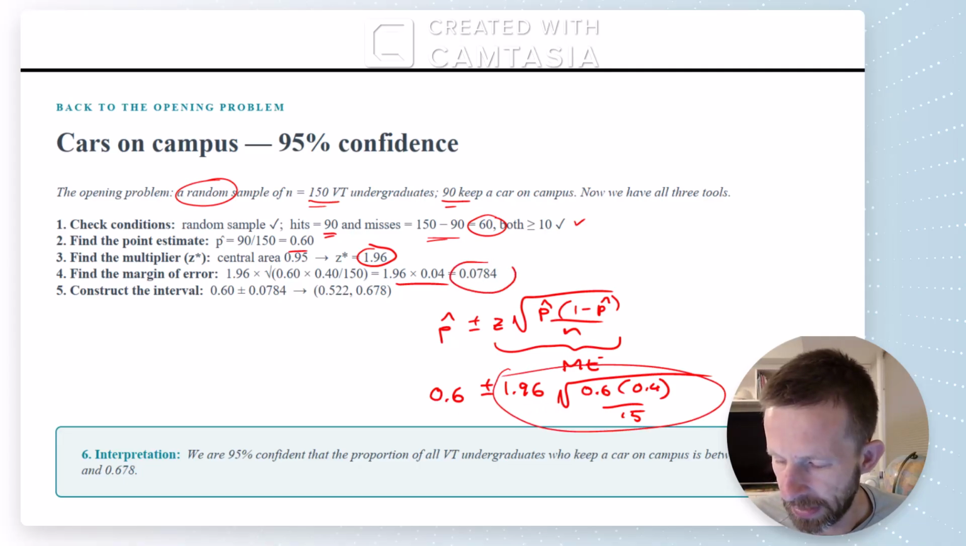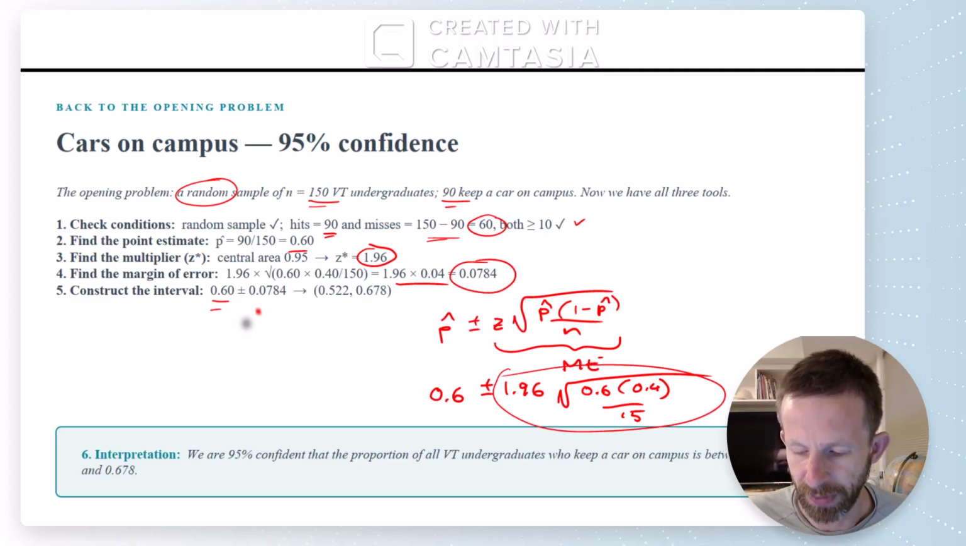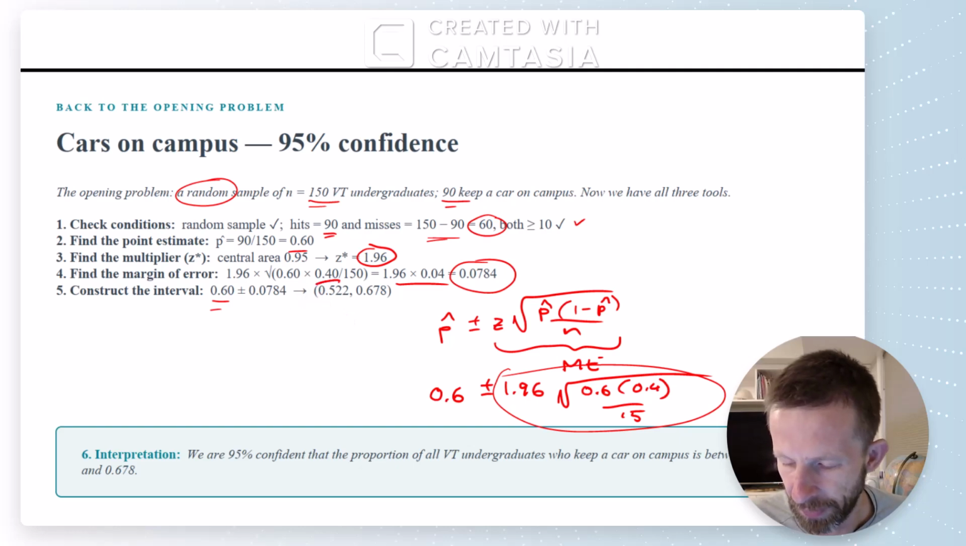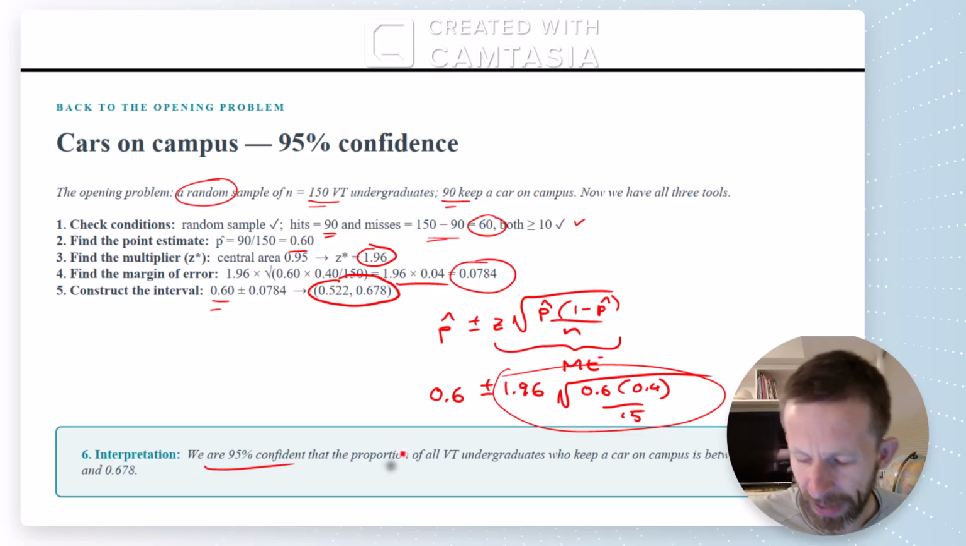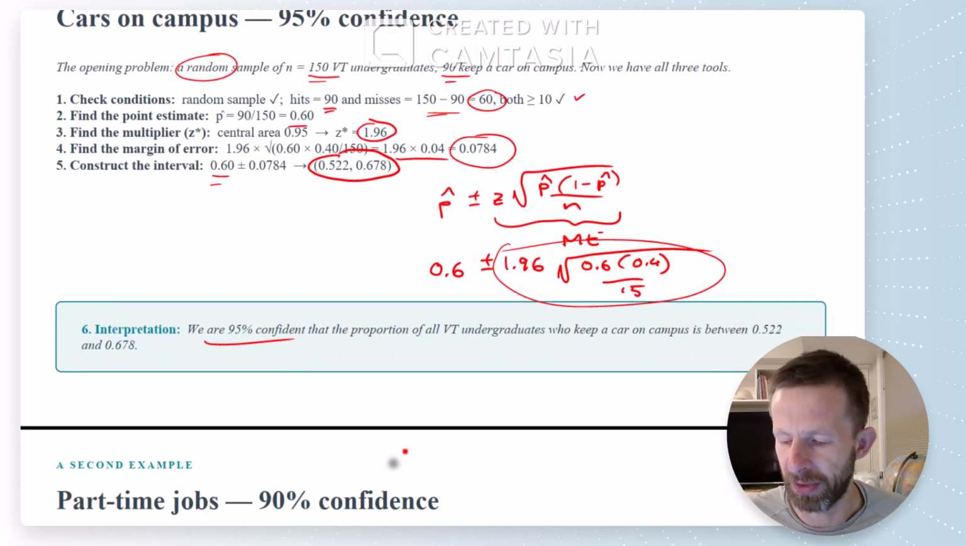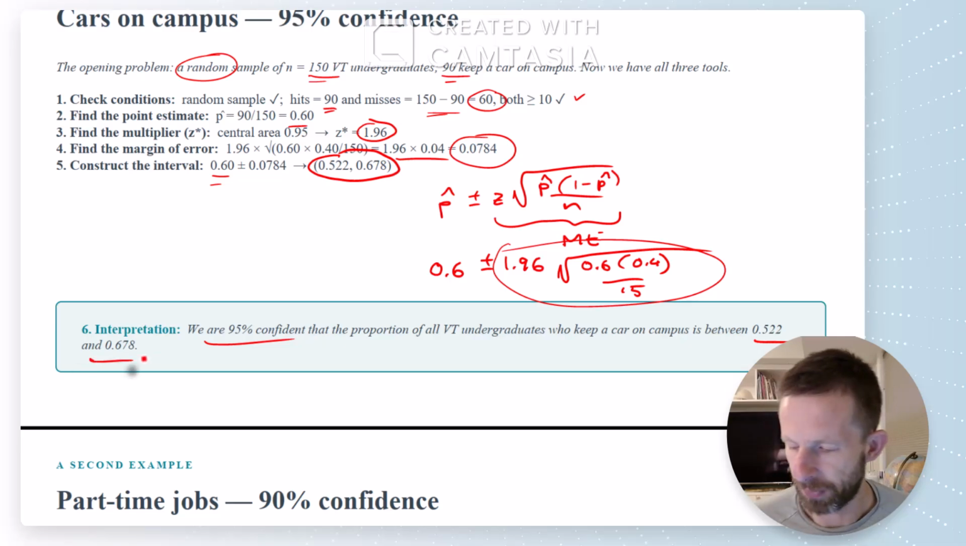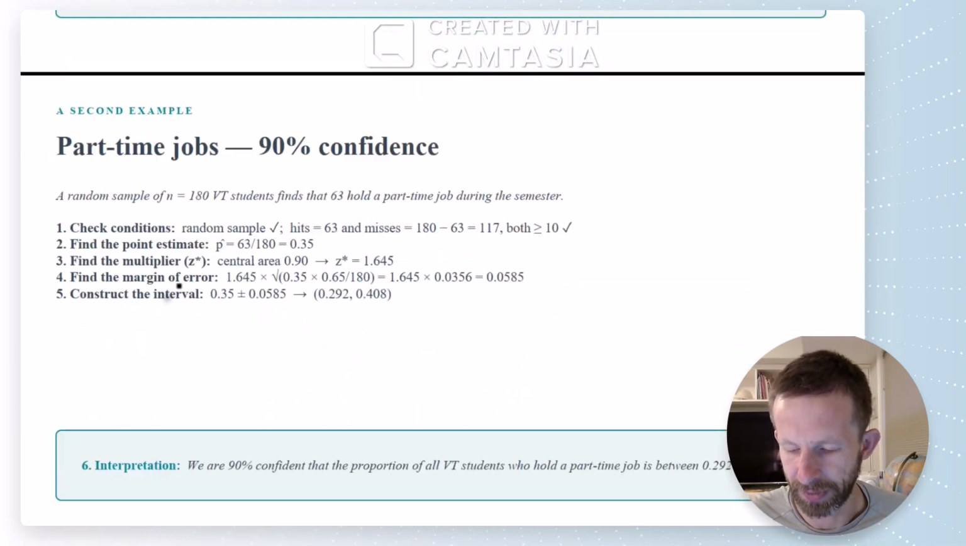Our margin of error ends up being this. So 0.6 plus or minus the margin of error gives us a confidence interval of 0.522 and 0.678. So we're 95% confident that the proportion of all VT undergraduates who keep a car on campus is between 0.522 and 0.678.